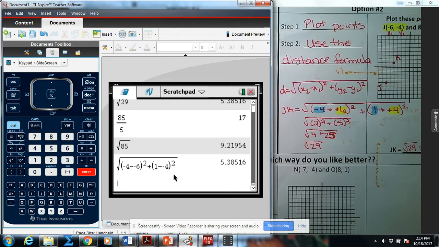It'll take care of all those double negatives for you. It'll take care of the order of operations. It'll do all of that as long as you load it up correctly.